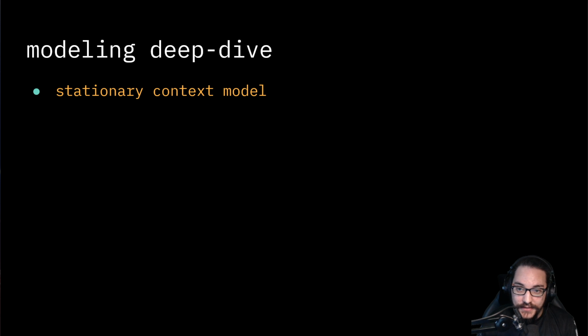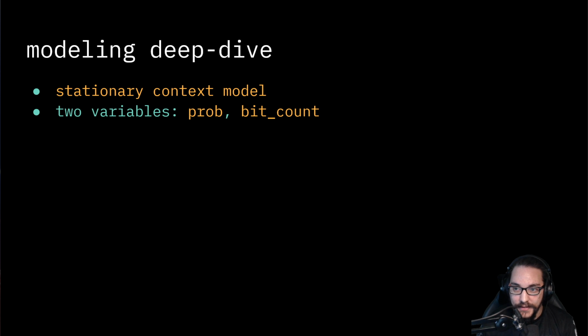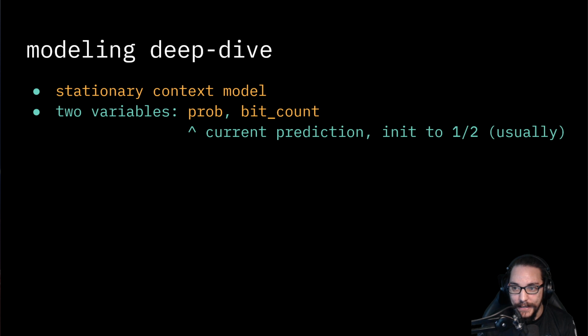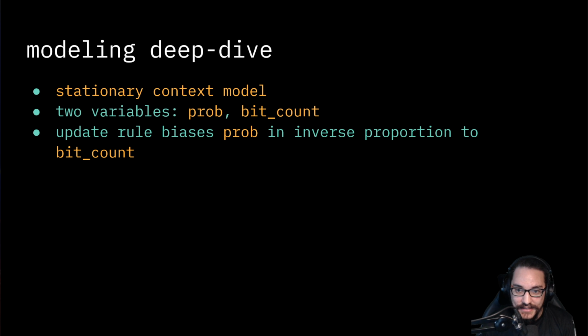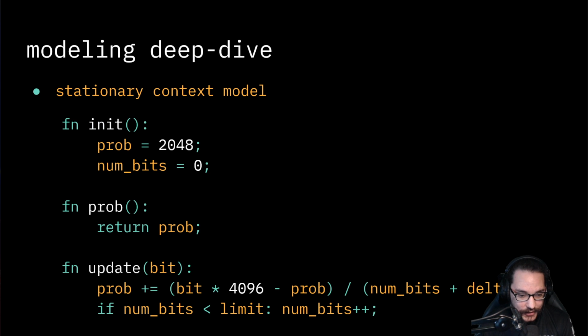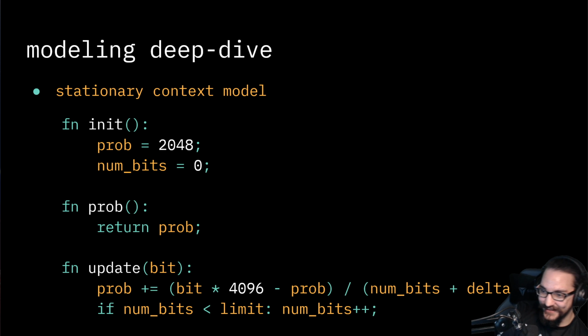We also have stationary context models, and these have two variables: a probability and a number of bits that have been seen. The probability is the current prediction, which is usually initialized to 1/2, of course scaled if it's fixed width. And the bit count is the number of bits that we've modeled with this model so far, which is normally initialized to 0. The idea is that there's the prediction, which just returns this prob directly, and then the update rule, which will take prob and bias it towards 0 or 1, inversely proportional to whatever the bit count was. The idea is that it will learn pretty fast initially and then eventually slow down. So this is kind of what the code looks like. Let's see. Yeah, that's basically it, you're not missing much.